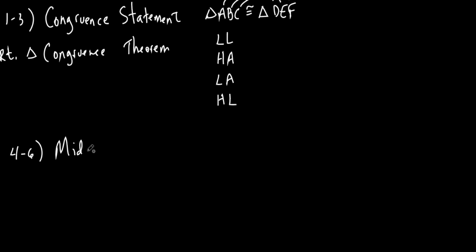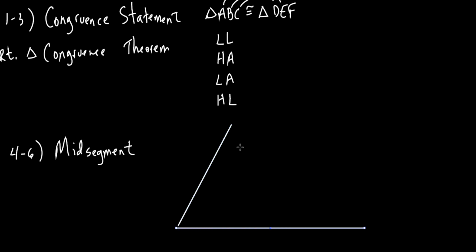That's dealing with the mid-segment. I'm not going to do a specific problem, but I'm just going to generally talk about the mid-segment here. Okay, so here's a triangle. You could draw the mid-segment at 3 different spots, but I'm just going to go from here to here. So where would the mid-segment start from?